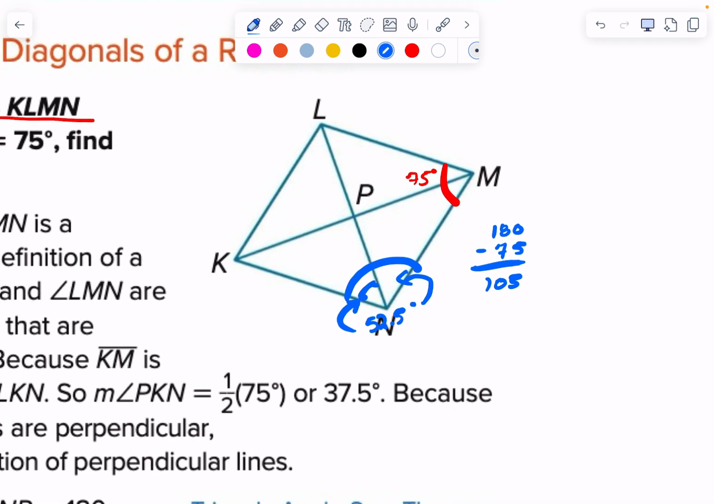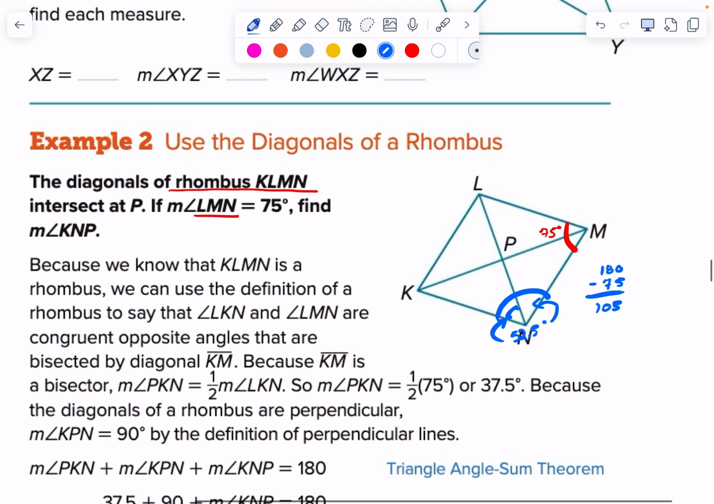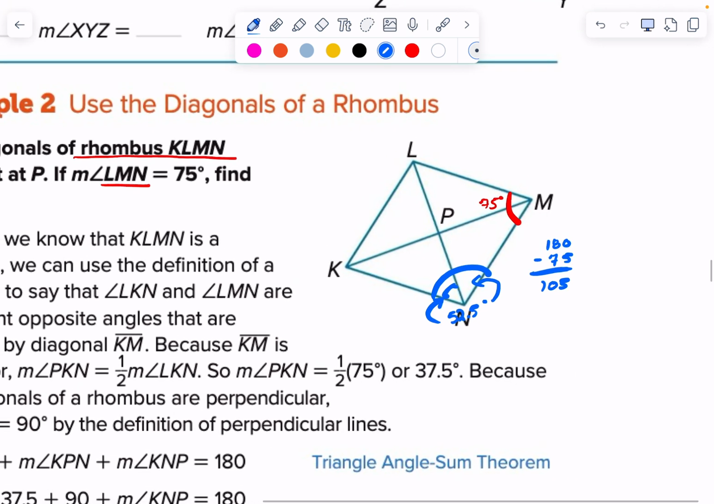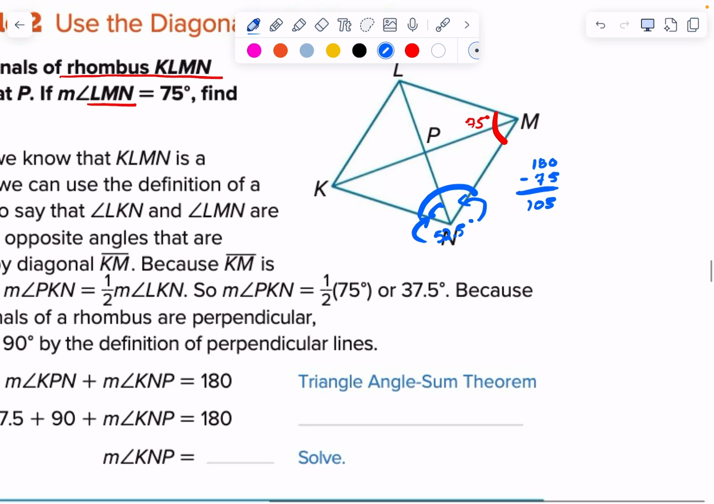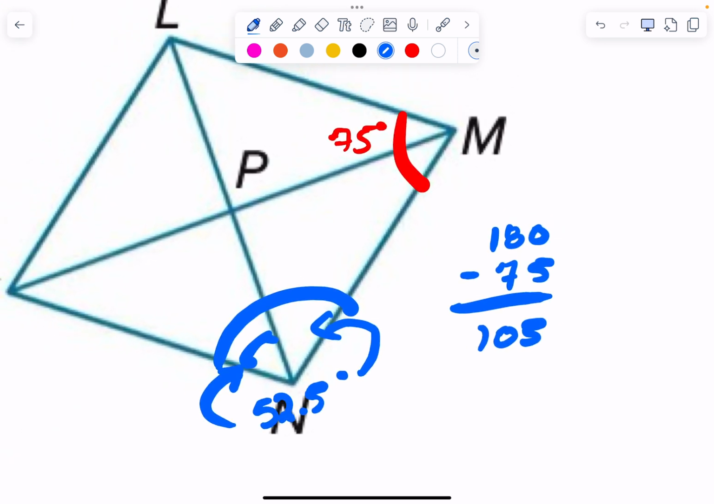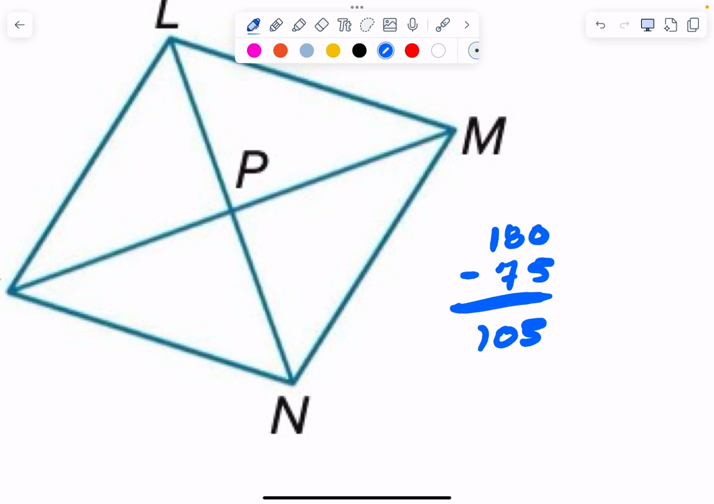Do we see how we got from A to B on that? Find the measure of that angle. Good to go. All right? Also, another thing that we could have done, just real quick. This is 75. Half of 75 is how much?